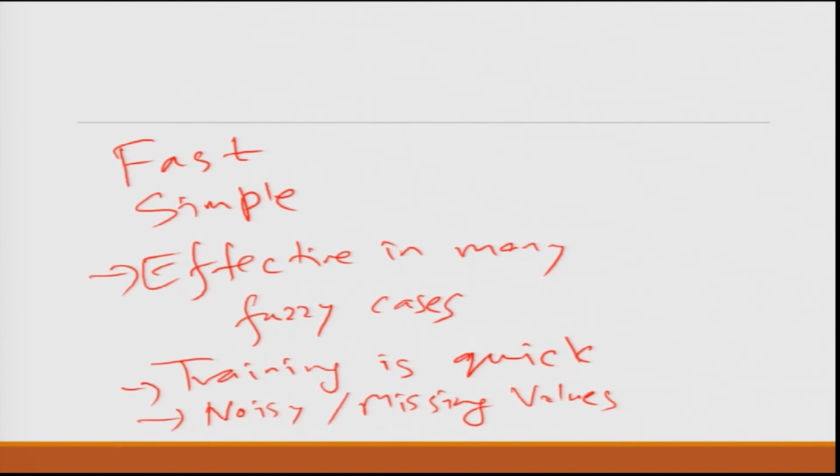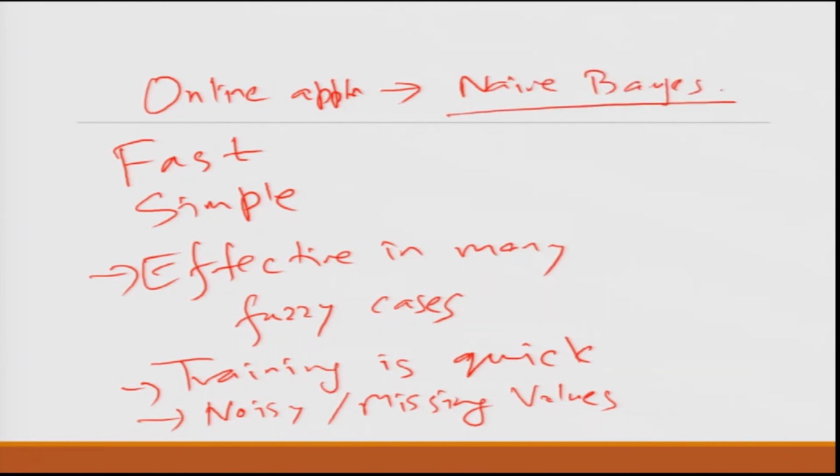That is the reason that for many online applications, they use naive Bayes or one of its modifications. For example, your recommendation engines in most of these shopping e-commerce sites, etc., in all likelihood are going to be naive Bayes based methods. Okay. So now let us move to a more serious method.